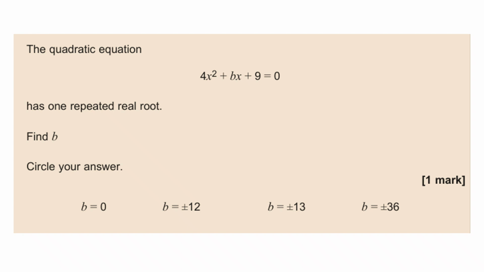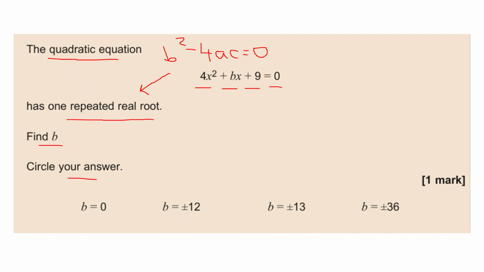Okay, year 12s. In this question, we are told the quadratic equation 4x squared plus bx plus 9 equals 0 has one repeated real root. So that means that b squared minus 4ac is equal to 0. So the discriminant part of our quadratic, inside the square root, is equal to 0. Find b. So your answer, is it 0, plus or minus 12, plus or minus 13, plus or minus 36?